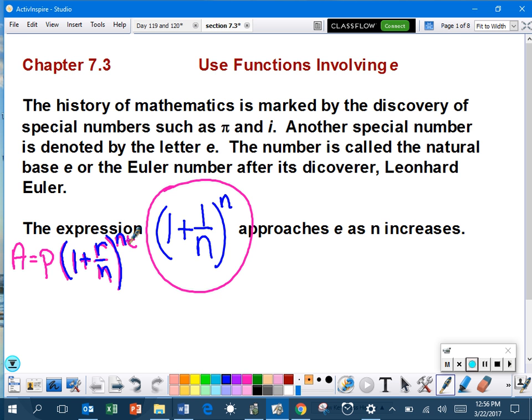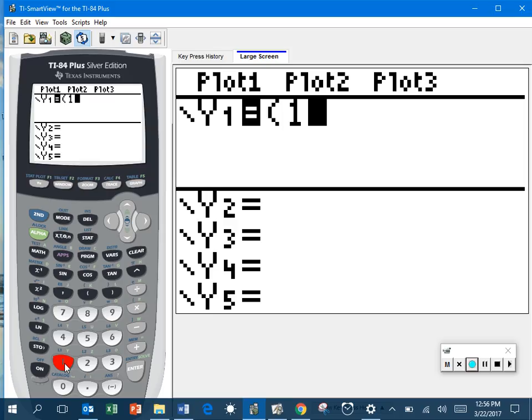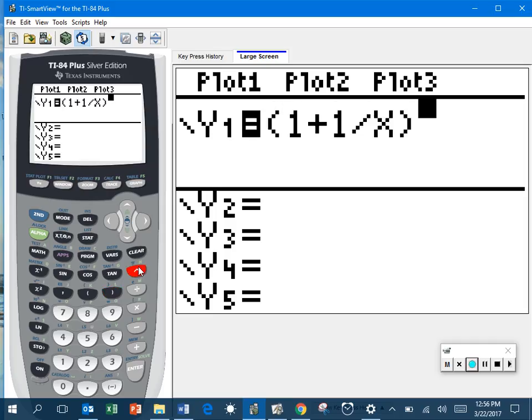All right, so what I'm going to do is take my calculator and type into my y equals parentheses 1 plus 1 divided by, now obviously I don't use n, I have to use x in my calculator, so x, close it, and then I'm going to raise that using my exponent key to the x power. So I'm only typing in that expression. Now I'm going to go to my table.